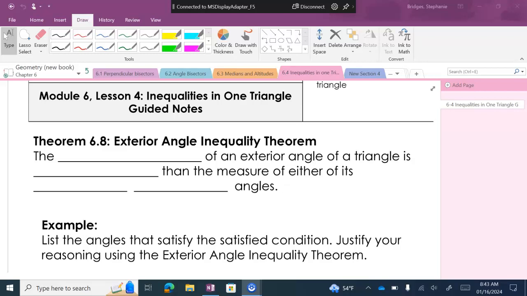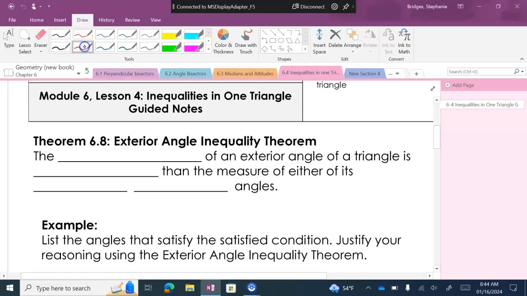Exterior means where? Outside. Okay, so the exterior angle, if you remember correctly, we did talk about this before. So if I had angles numbers 1, 2, and 3, which one is my exterior angle? 3. That's the outside. And if you remember correctly, we talked about this one is equal to this one plus that one. That was one of the theorems that we talked about a while ago.